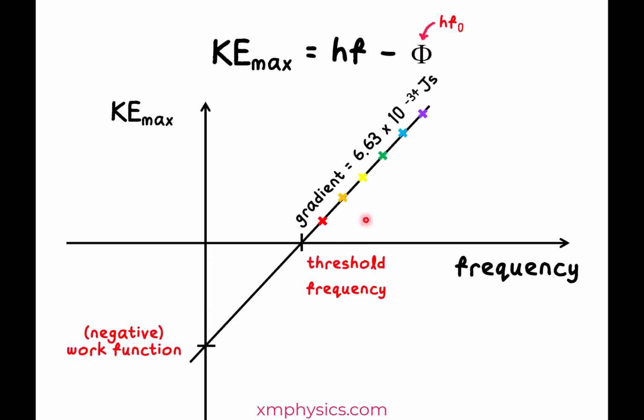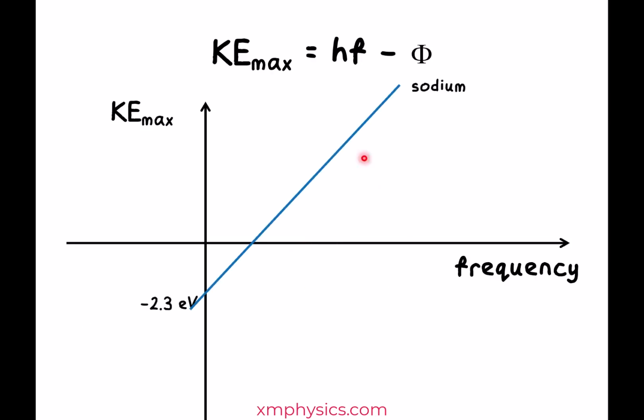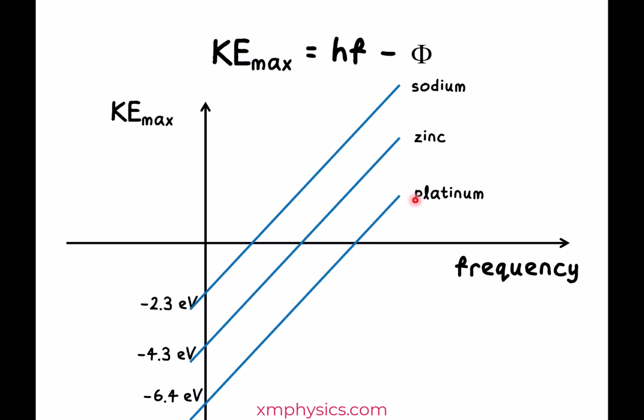Now all these data points come from an experiment using the same emitter, right? The emitter can be made from different metals. So for each metal, we can obtain a straight line graph. For example, maybe with sodium, you get this straight line graph. With zinc, you get another one. With platinum, you get another one. Now notice all of them are parallel lines. It has to be so because all of them have the same gradient, the Planck constant, right? All these lines have the same gradient. The only difference is their work function.